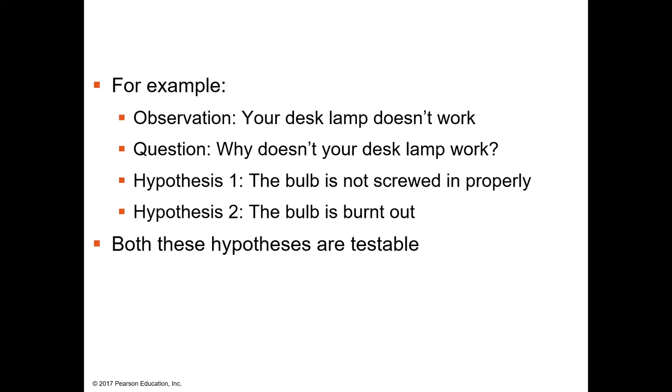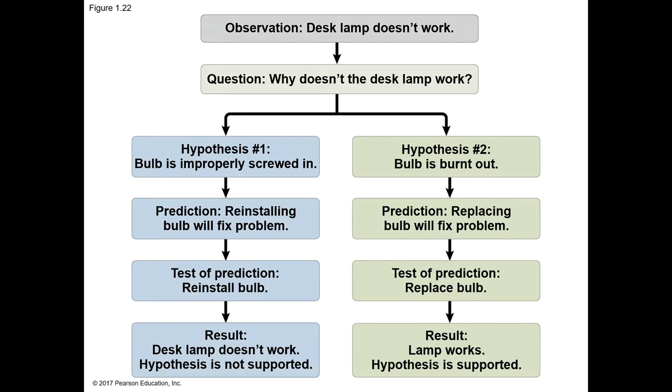For example, observation: your desk lamp doesn't work. Question: why doesn't your desk lamp work? Hypothesis 1: the bulb's not screwed in properly. Hypothesis 2: the bulb is burnt out. Both of these hypotheses are testable, and that's a critical part of a hypothesis. It has to be testable. Okay, and there's a flow chart for the discussion, or diagram, that we just talked about.